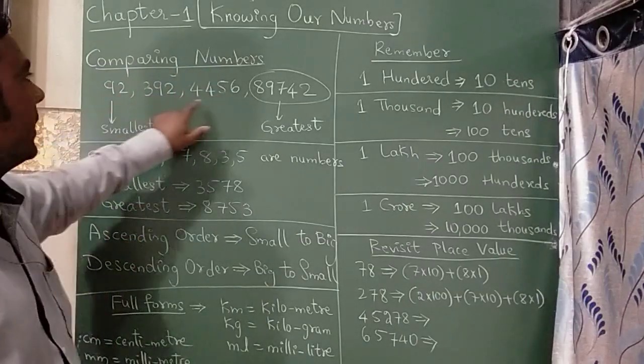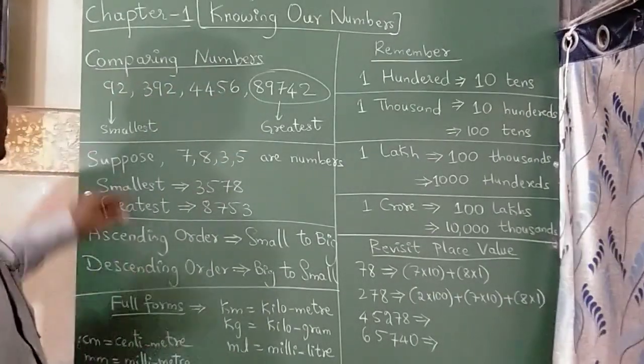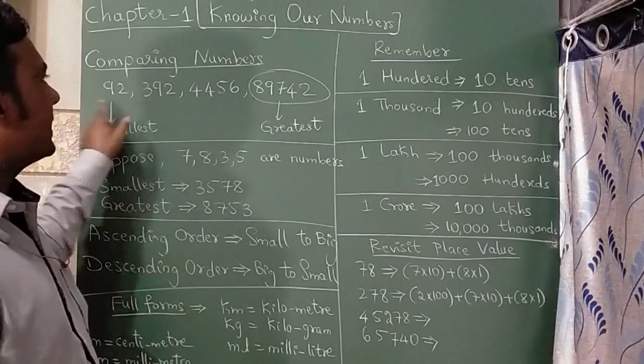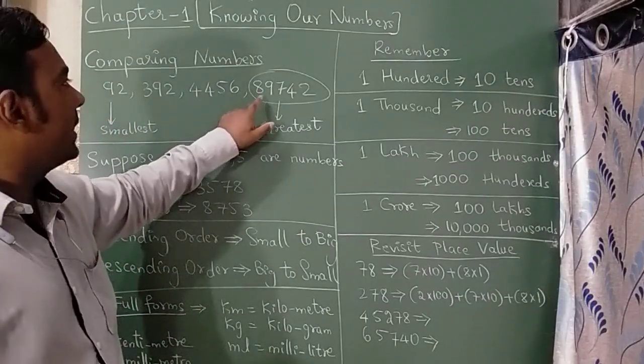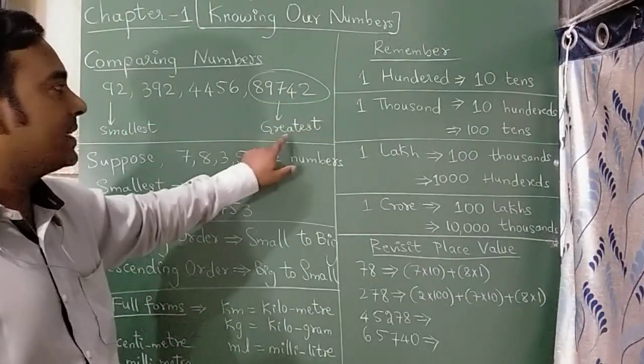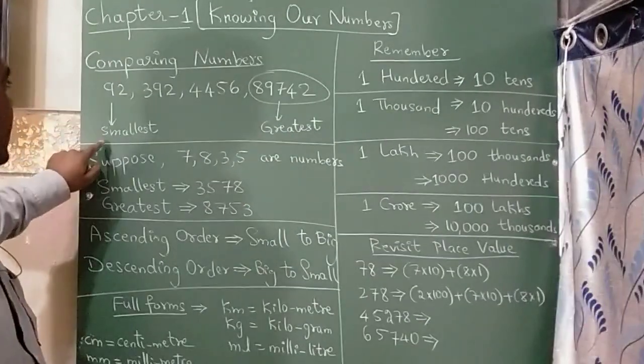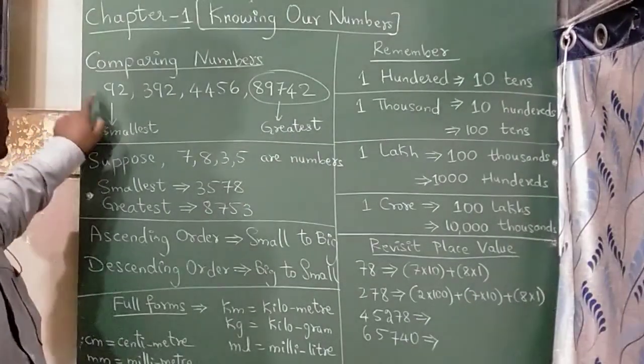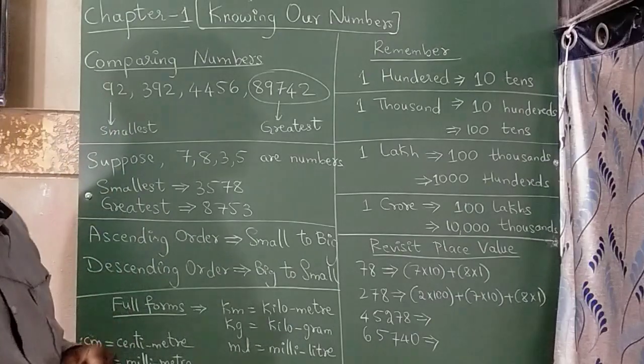So I have written here a set of numbers. Fine. So in this, which is the greatest number? It is 89,742 is the greatest number, and the smallest number is 92. So this is how we are comparing the numbers.